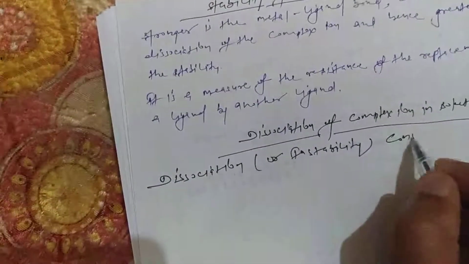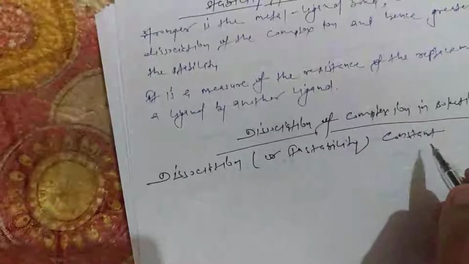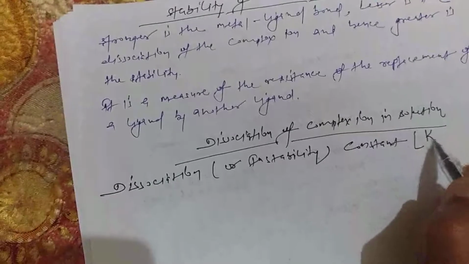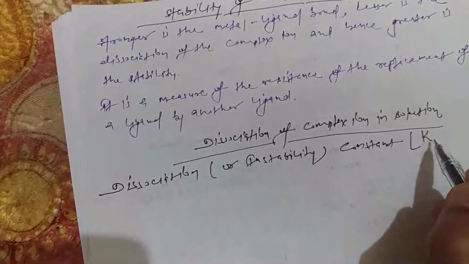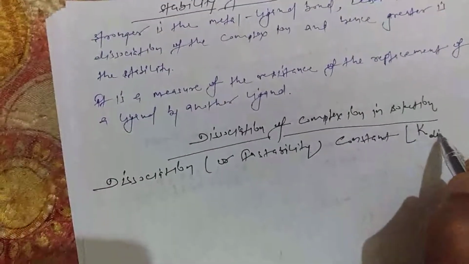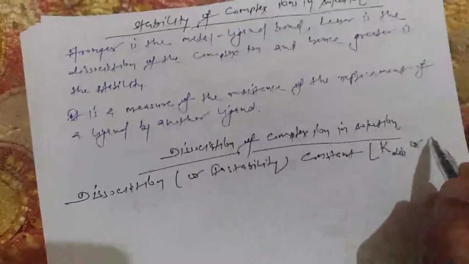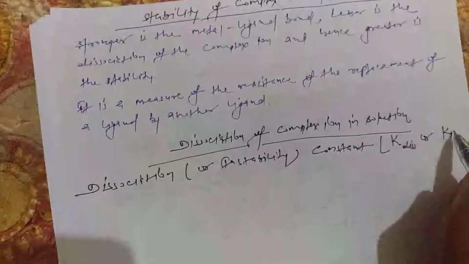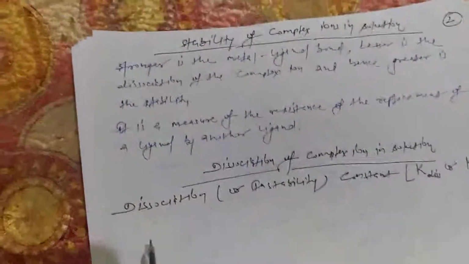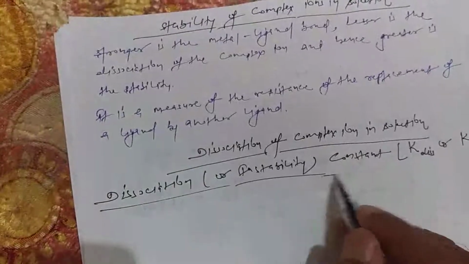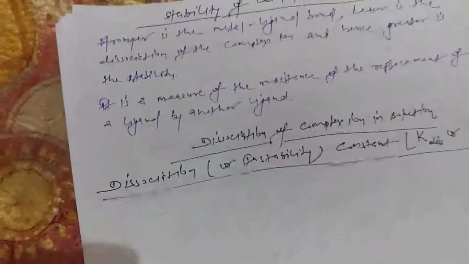The dissociation constant can be represented by K dissociation. In short you can write K diss or K I. K I is the instability constant. So the dissociation constant can be represented by this.